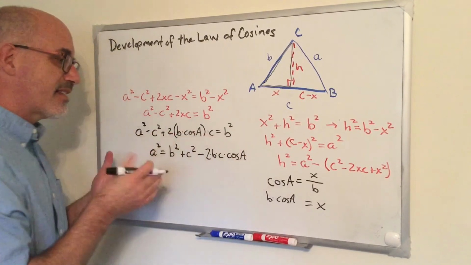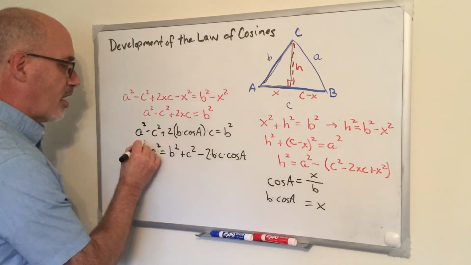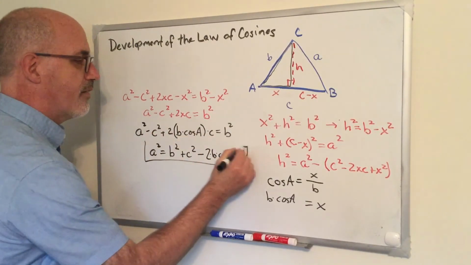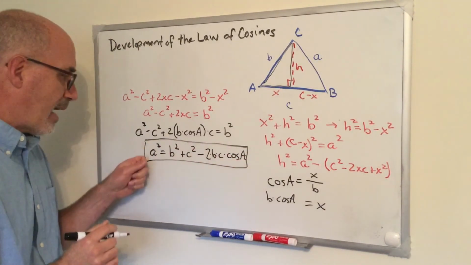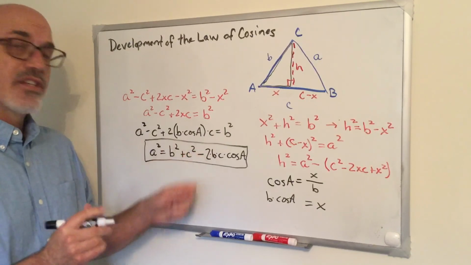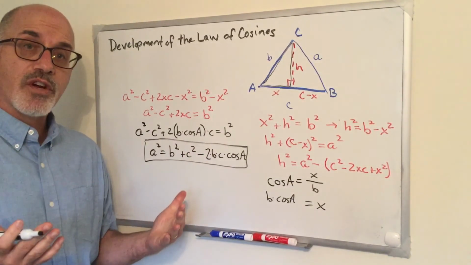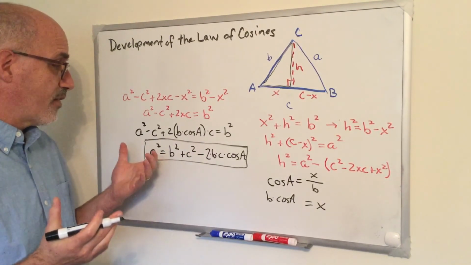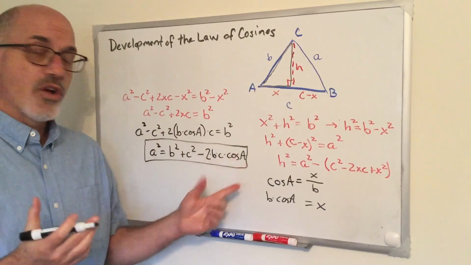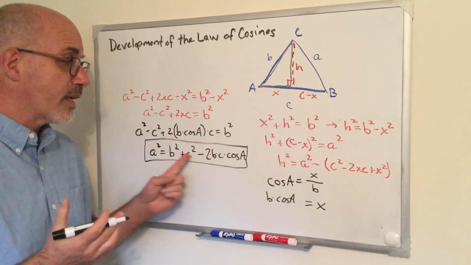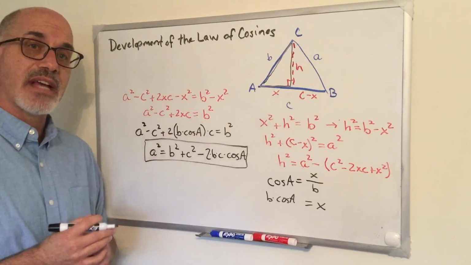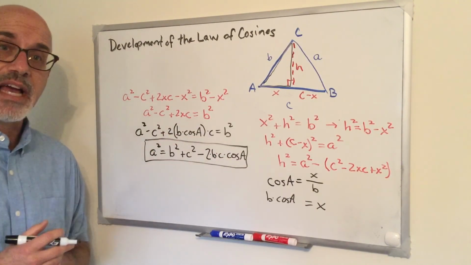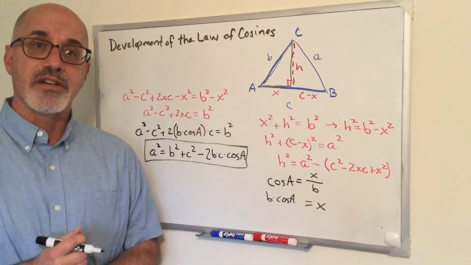And this is what we call the law of cosines. If you have an angle, you have the three sides, you can set up this law of cosines to find out, if you're given three sides, the angle, or if you're given an angle and two of the sides that surround it, the angle is included between the sides, you can find the missing side. That is called the law of cosines.